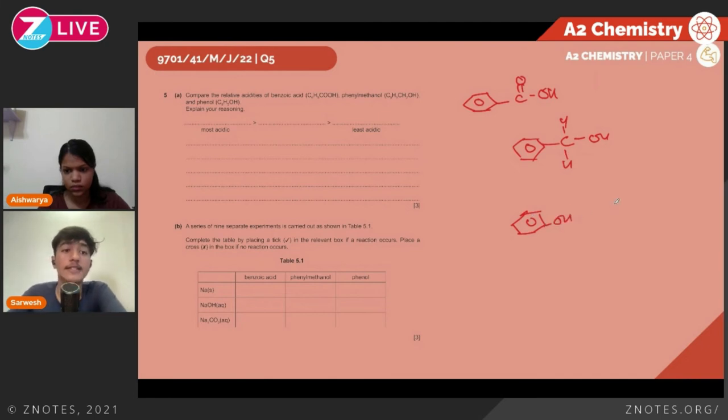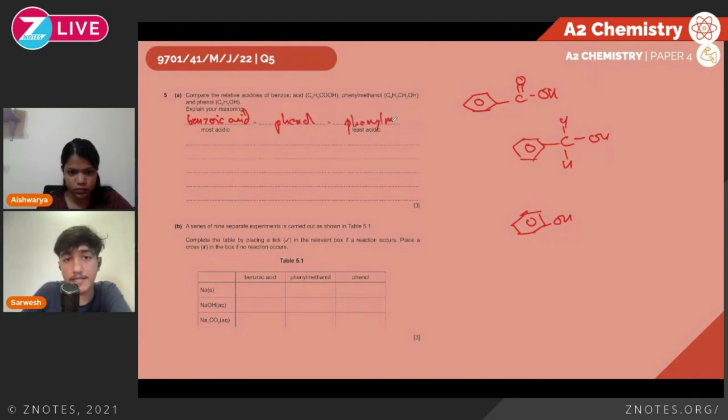So among these, the most acidic would be benzoic acid, mostly because it's a proper acid, unlike the other ones. So benzoic acid, followed by phenol, which is followed by phenyl methanol. So why is benzoic acid the most stable, the most acidic one?